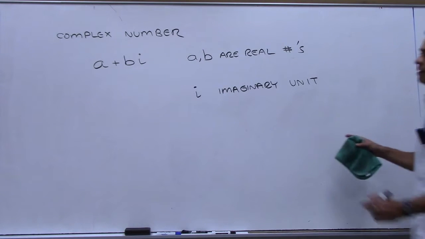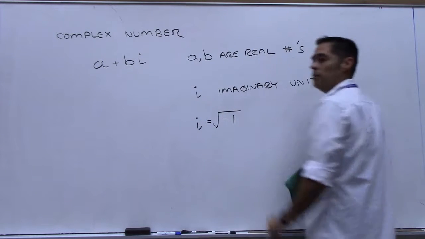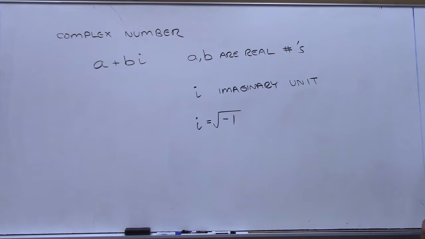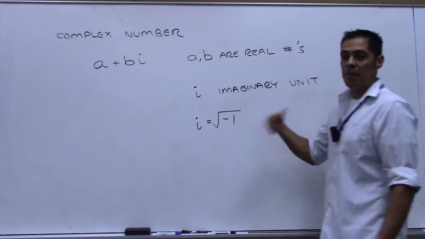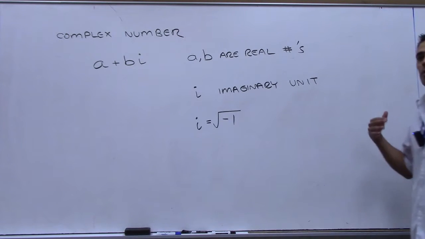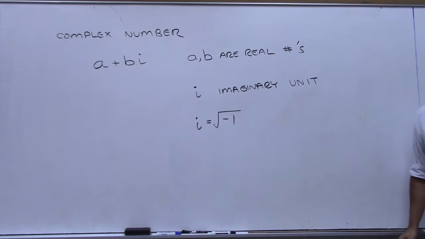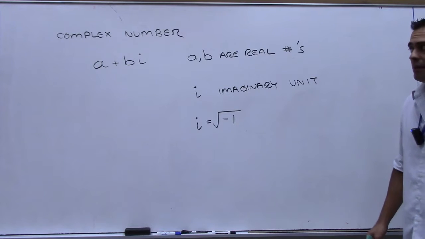The imaginary unit i is defined to be the square root of -1. We know that if you try to take the square root of a negative number, we always say that's not a real number, not a real solution. But if we're allowed to throw the imaginary numbers into this, then the square root of -1 is actually something. It's i. It's the imaginary unit.